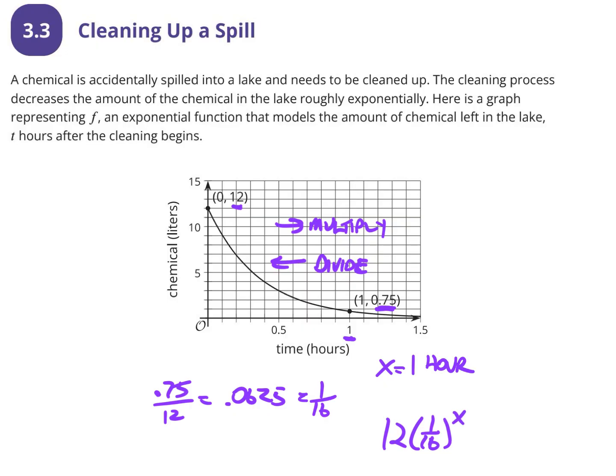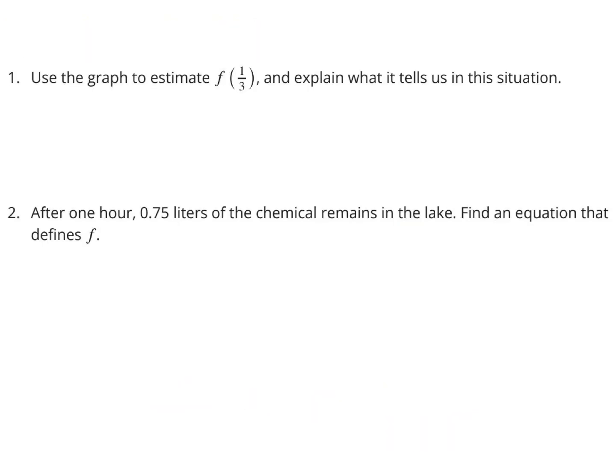Now let's see what they're going to come at us with. Use the graph to estimate 1/3 and explain what it tells us. Well, if x equals 1 hour, which is 60 minutes, one-third of an hour is 60 divided by 3, which is 20 minutes. So we could go by 1/3.